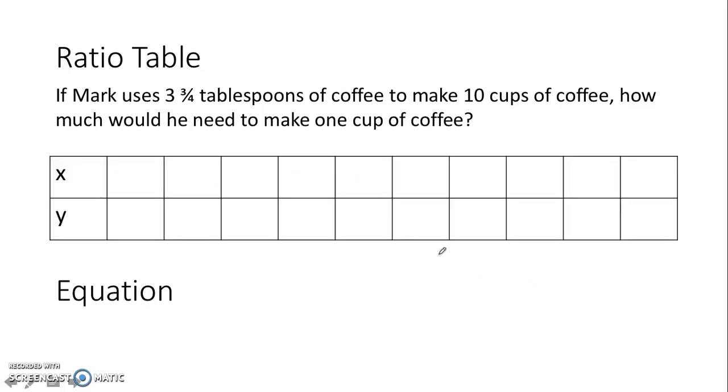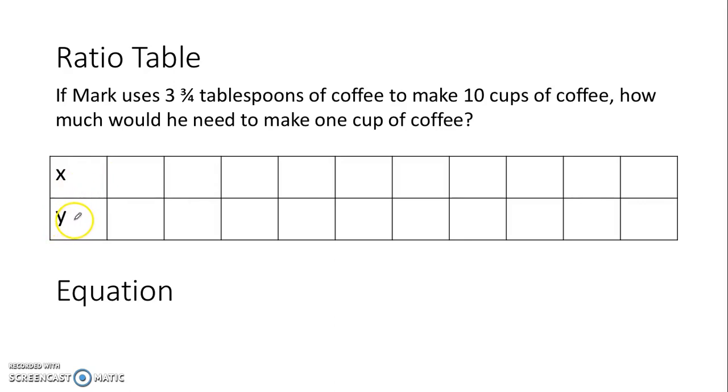Okay, so now let's take a look at the ratio table. For the ratio table, first of all, we need to decide how we're going to label it. Remember that x is our independent variable, and our independent variable doesn't depend on anything. Sometimes it's easier to figure out the dependent variable, or the y variable, first because the y depends on what the independent variable does.